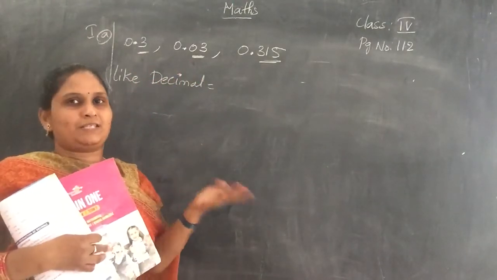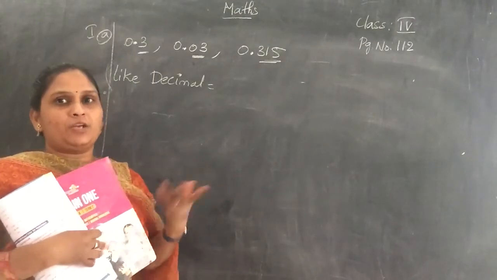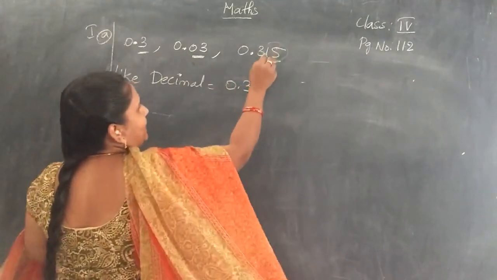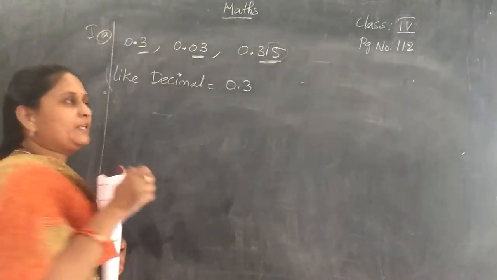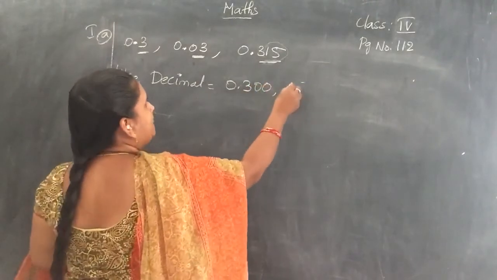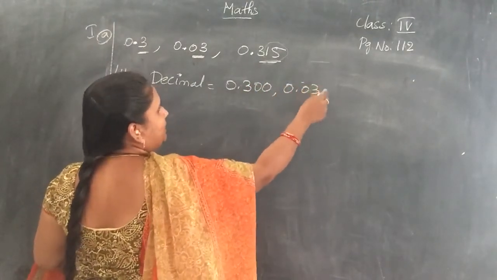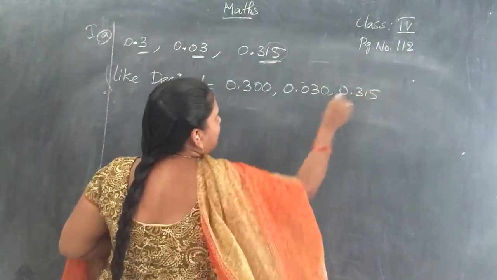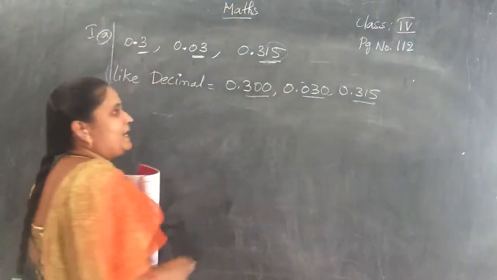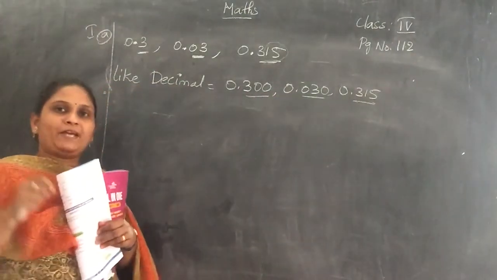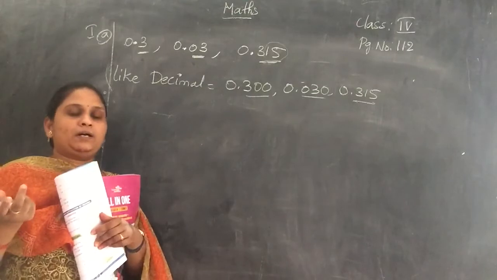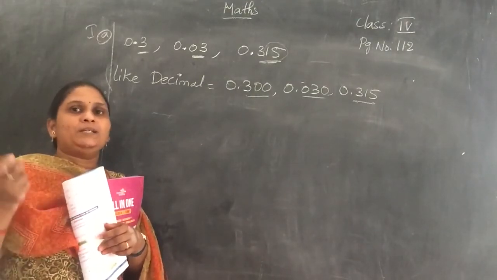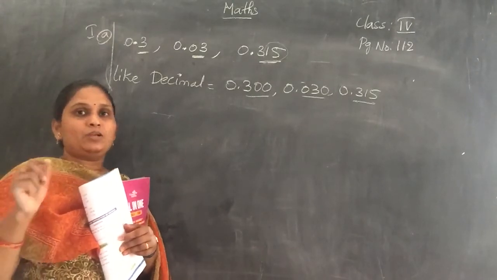How to make it? Just a simple thing, we have to put zeros. For example, 0.3 is there. How many are required? 2 digits are required, so put 2 zeros. Next 0.03, 1 zero is required, put 0. Next 0.315. Now all of them are having 3 digits. It means if they are having a single digit, write 2 zeros to make it 3 digits. Like that you can convert unlike decimals into like decimals.